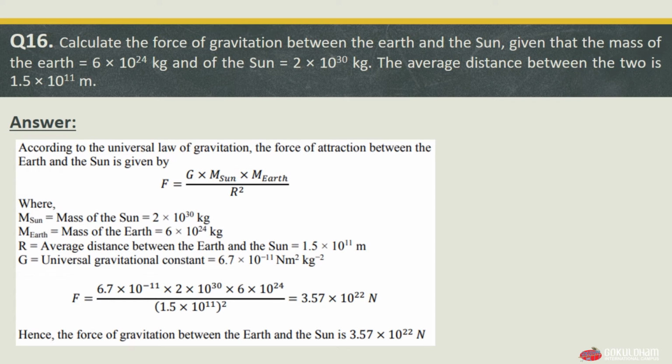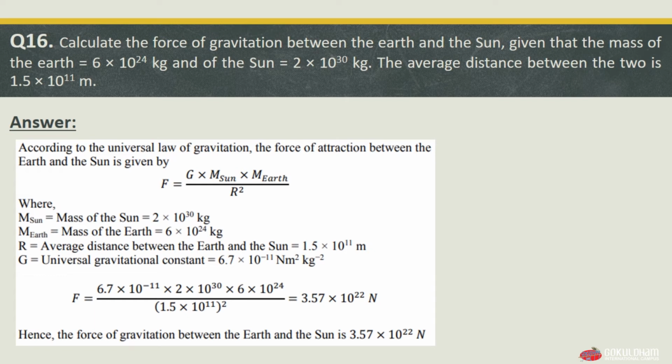Now substituting all the values in our equation of force of attraction between earth and sun, we get F is equal to 6.7 multiplied by 10 raised to minus 11 multiplied by 2 into 10 raised to 30 multiplied by 6 into 10 raised to 24 divided by 1.5 multiplied by 10 raised to 11 whole square. And by solving this equation, we'll get the value of force of attraction between earth and sun is equal to 3.57 multiplied by 10 raised to 22 Newton.